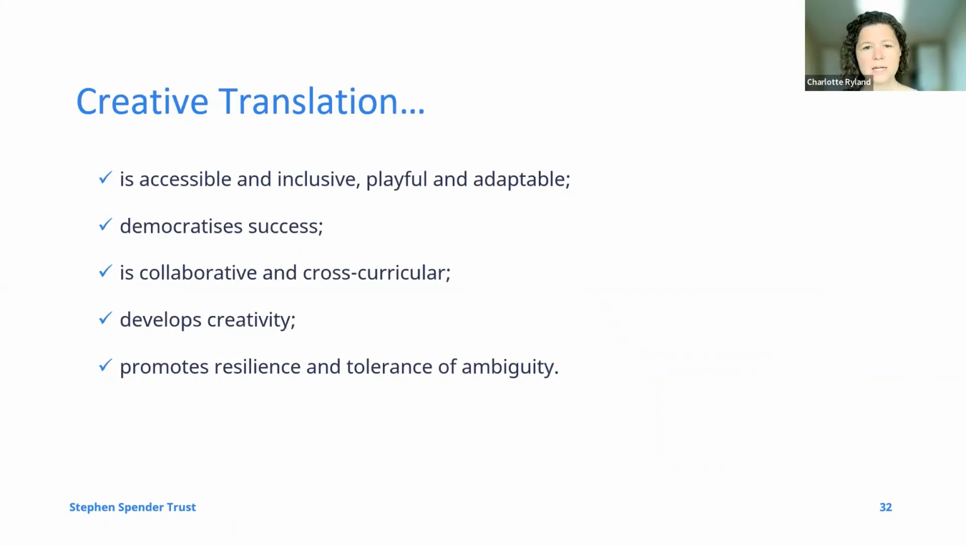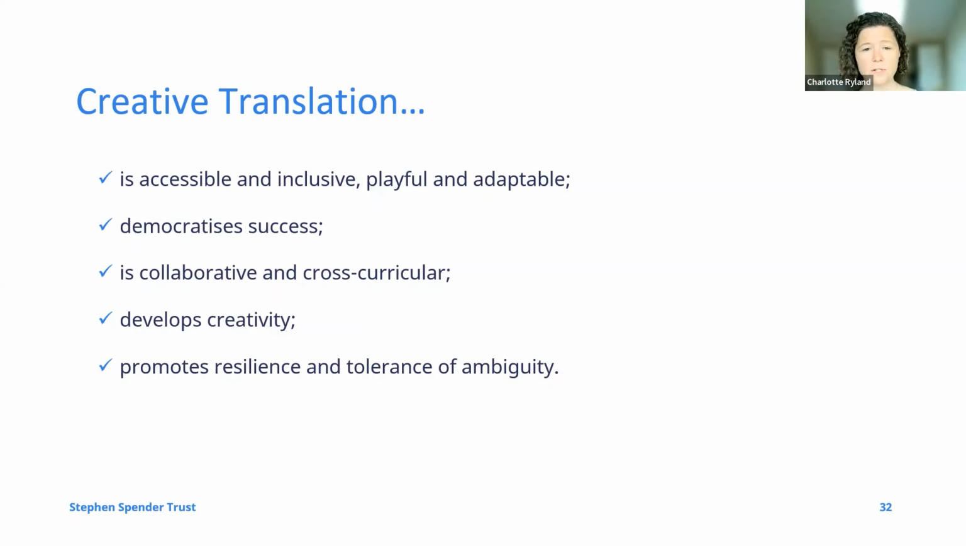So creative translation is accessible and inclusive, playful and adaptable. It democratizes success, by which I mean that it's not only for those who have really good memories and so don't need to look at a dictionary. It's not just for those who speak another language at home, or who speak the language that's being taught in the school. It's not just for those who are particularly good at grammar. It creates a level playing field for everybody. It celebrates multilingual knowledge, and it also breaks down those linguistic hierarchies that I talked about at the beginning.